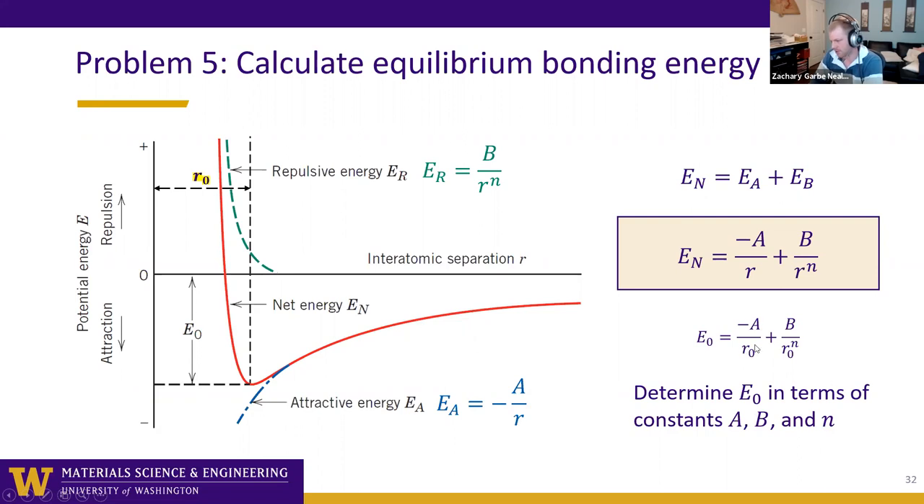So we want to remove R from the equation. How can we go about doing that? The big hint here is that the equilibrium distance and energy are going to be at the minimum point. Another hint is that we're going to have to use a little bit of calculus, but not too much. Those two things together should light a light in your head. When we're talking about minimum and calculus, what do we want to do?